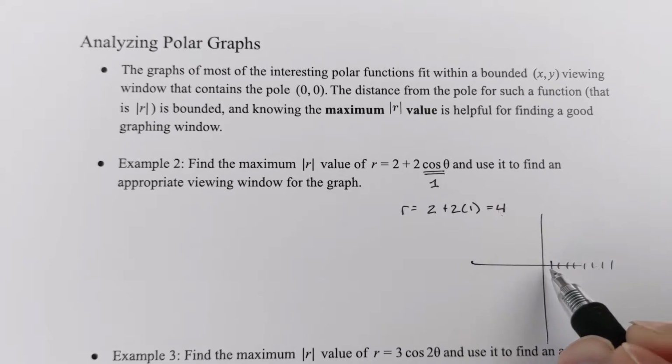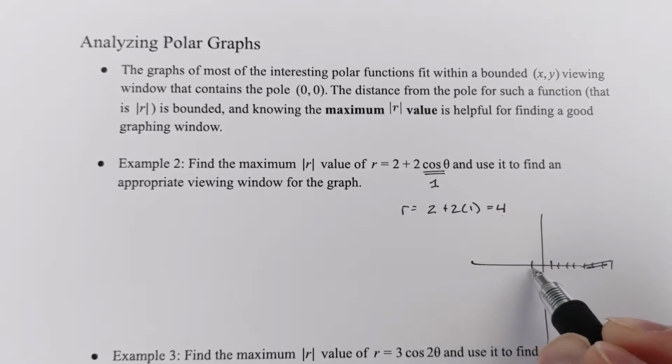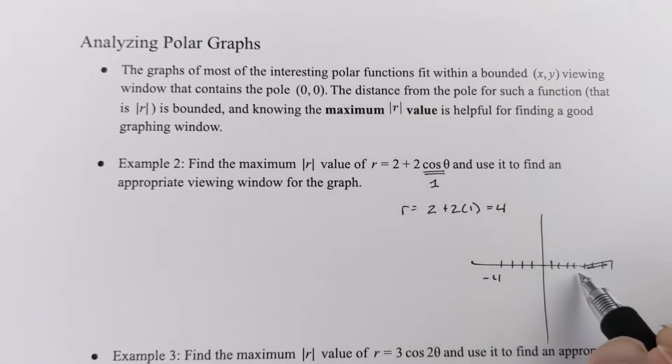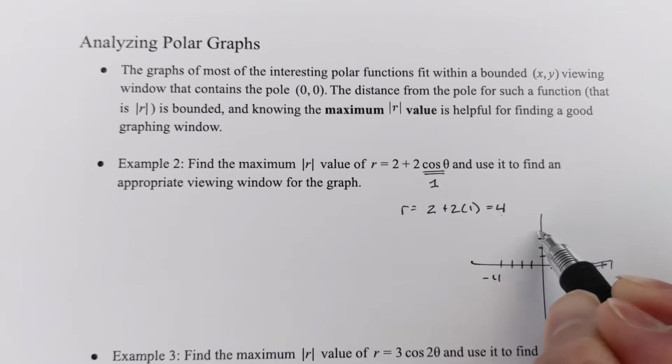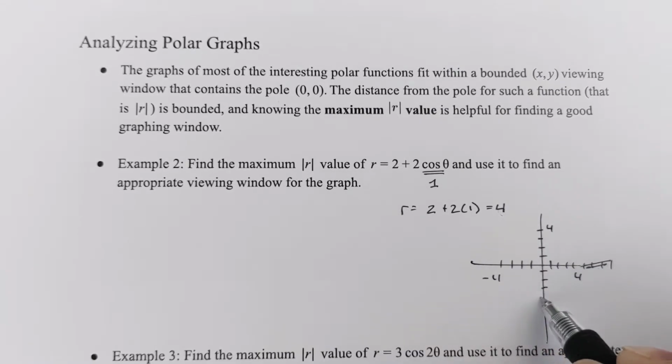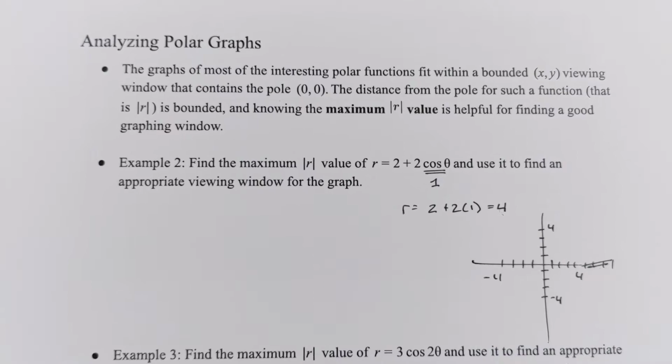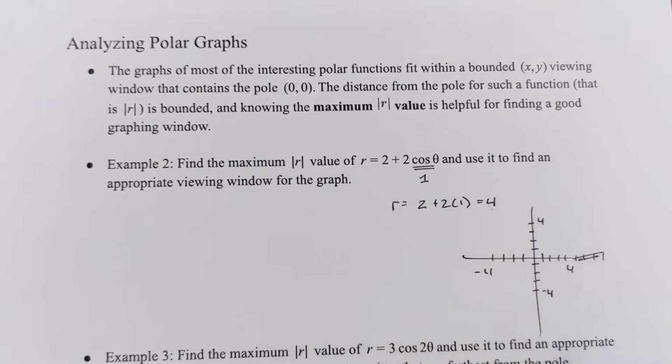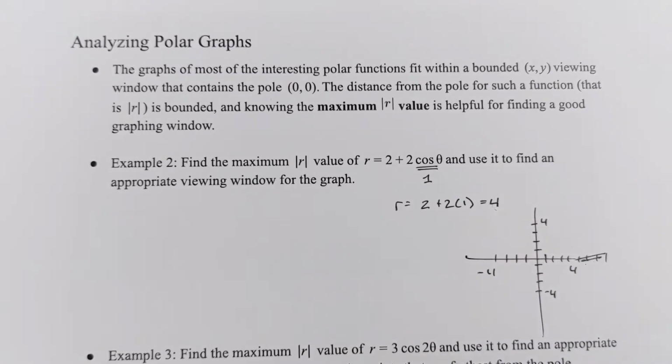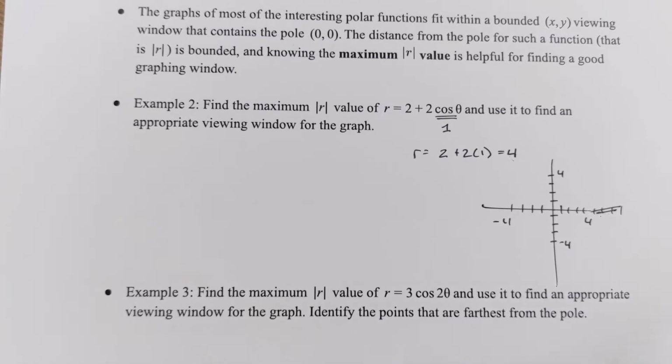So from negative 4 to positive 4 in both directions, so a total of 8 units wide. That window would enclose all of the graph. Now you might want to go out to negative 5 and 5 in both directions just to make sure you have a little bit of room and your graph doesn't go to the edge, but there we go.